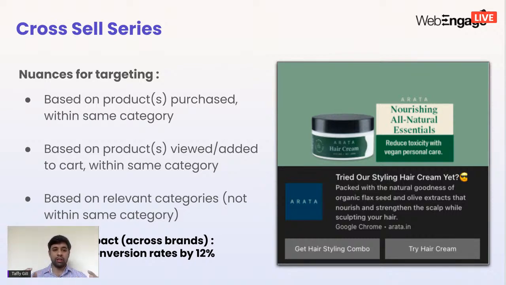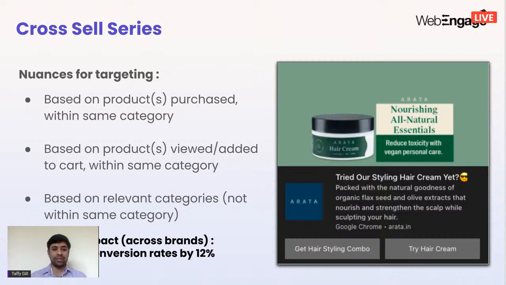So cross selling can be done on multiple nuances. The first can be within the category, and there can be two bifurcations. You can cross sell a product based on what a user has purchased. So Taffy purchased product A from a particular category. Now that category might have products B and C also. So the very first cross selling effort can be directed towards cross selling a relevant product within the same category based on purchase. The second nuance can be cross selling a product based on what Taffy either viewed or added to cart but did not purchase. This again is within the same category.